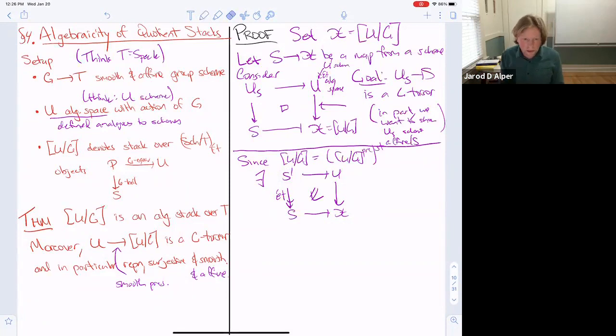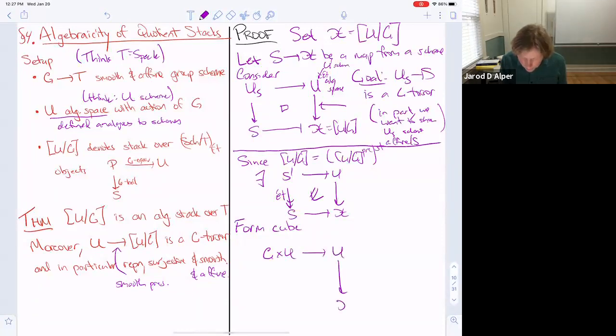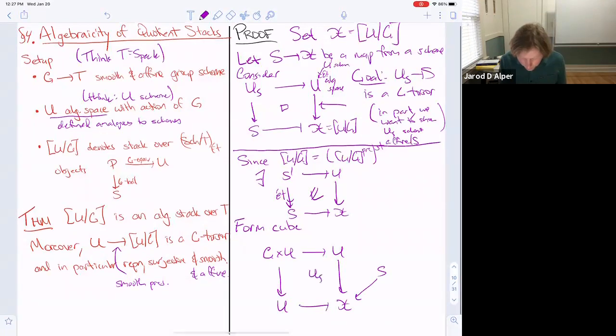And then we're going to use this. We form the following cube, where I first remember we have this G cross U to U to X Cartesian diagram already. And now I want to compare it to what's happening. I have S, I have S'. So I first take U_S, this pullback, and I can also take S', and then I can take U_S'.